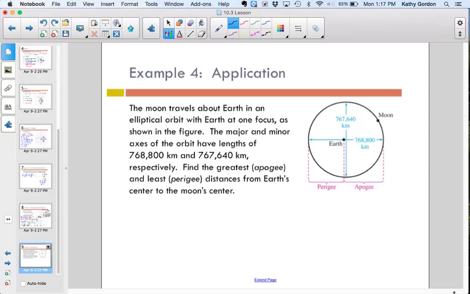The major and minor axes of the orbit have lengths of 768,800 kilometers and 767,640 kilometers respectively. Find the greatest and least distances from Earth's center to the moon's center, and they just happen to have specific names, which are the apogee and the perigee. And I don't honestly know if it's G or J, but you get the idea.